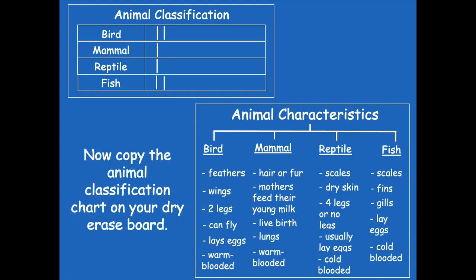All right, so now I want you guys to copy the animal classification chart on your dry erase board. Now, here's your chart. When you are drawing this, just do a quick draw. It doesn't have to be anything perfect, but just give yourself some space to be able to make those tally marks, okay? And include the tally marks that I already have. So for bird, you should have 2, mammal, you should have 1, reptile 1, and fish 2.